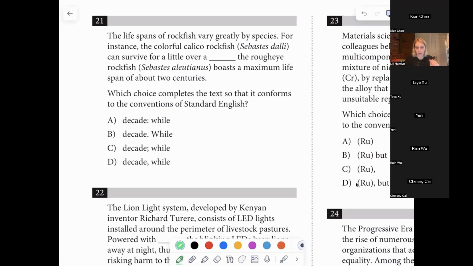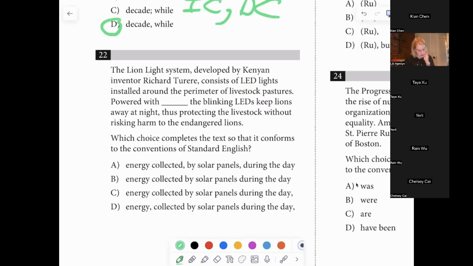Fab. All right, 21. Yeah, perfect. Again, it's D here. We want an independent clause and then a comma and then a dependent clause. And so this one, that's how we separate these two clauses. Great. All right, 22.